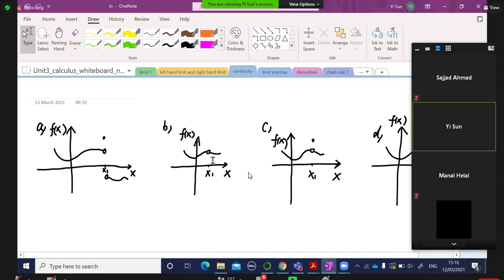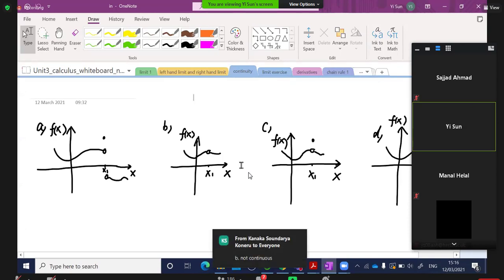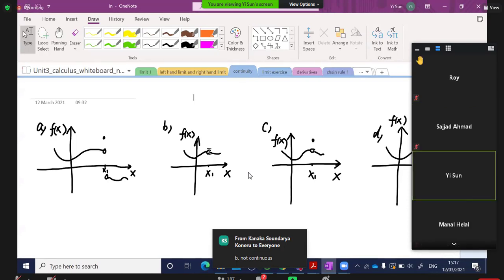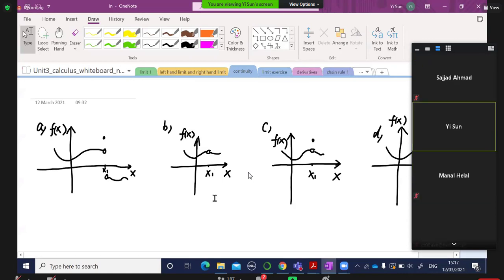Diagram B. The left and right-hand limits exist and are finite and are equal to each other. Okay, it's here. So the two-sided limit exists. However, the function is not even defined because here there's a gap. So this is not a continuous function.